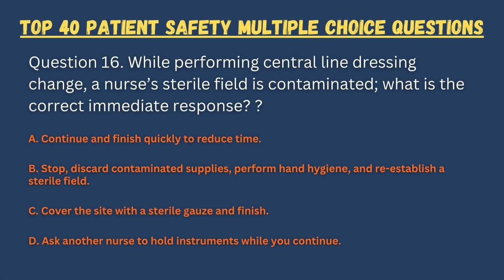Question 16. While performing a central line dressing change, a nurse's sterile field is contaminated. What is the correct immediate response? A. Continue and finish quickly to reduce time. B. Stop, discard contaminated supplies, perform hand hygiene, and reestablish a sterile field. C. Cover the site with a sterile gauze and finish. D. Ask another nurse to hold instruments while you continue.